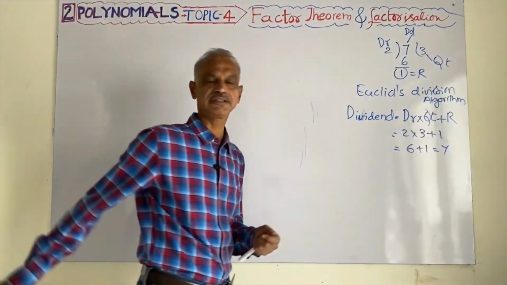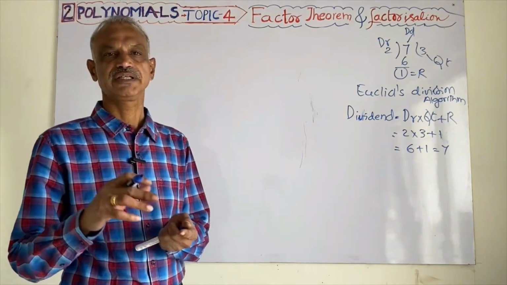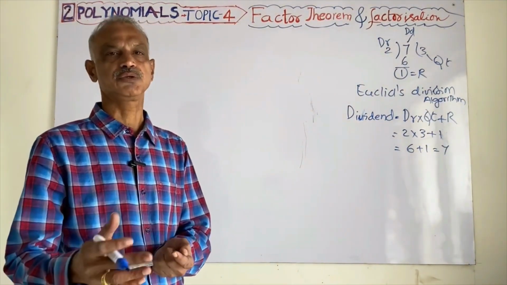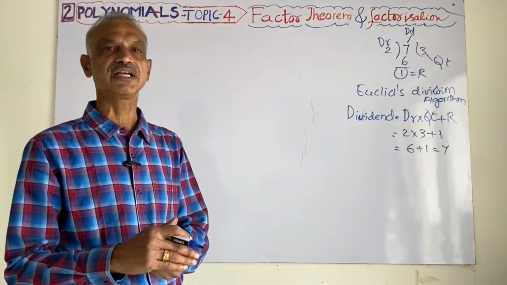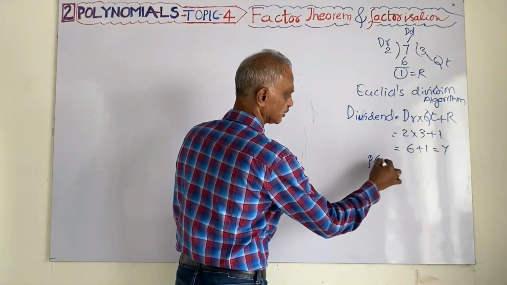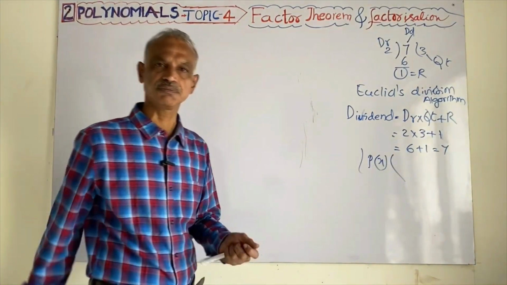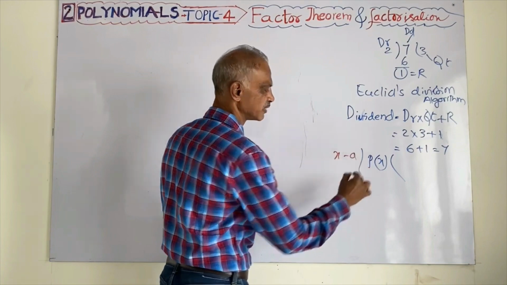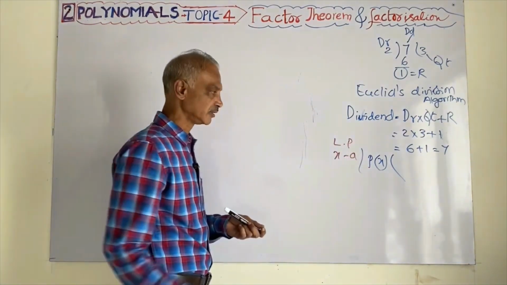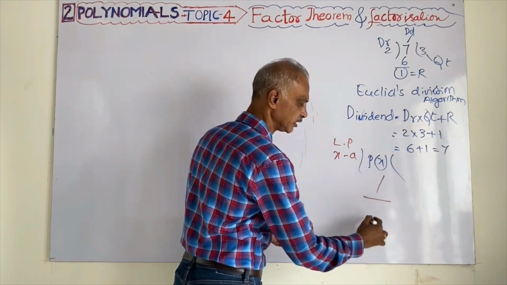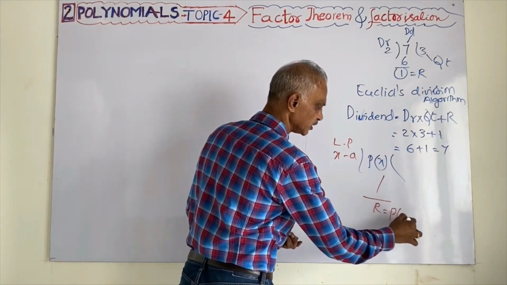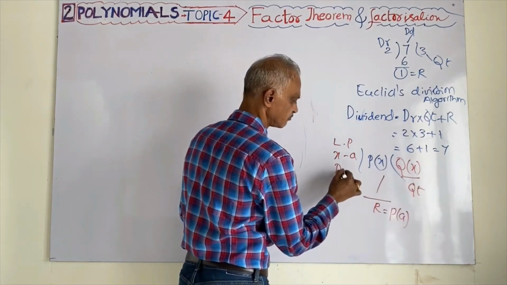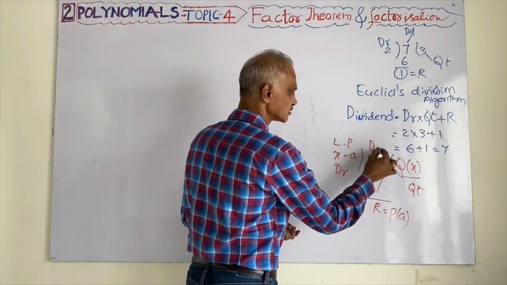Then what is remainder theorem? If p of x has degree greater than or equal to 1, it may be quadratic, linear, cubic or an nth degree polynomial. When it is divided by x minus a, which is a linear polynomial, the remainder you are going to get is in the form of p of a. Here you will get q of x as the quotient, x minus a is the divisor, and p of x is the dividend.